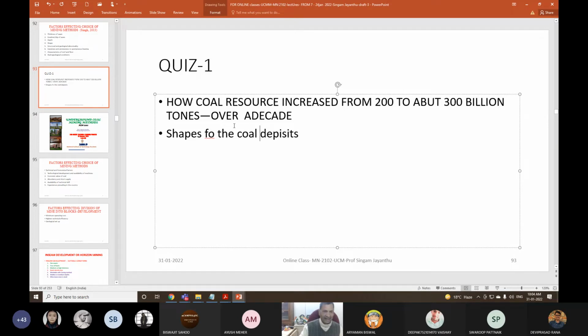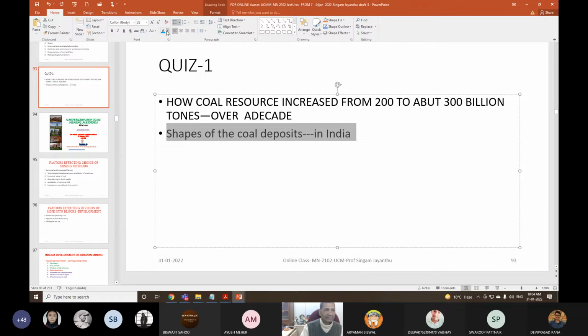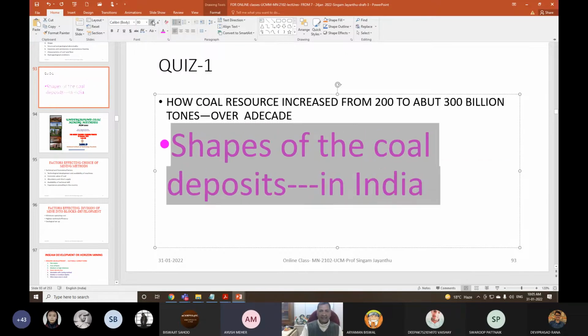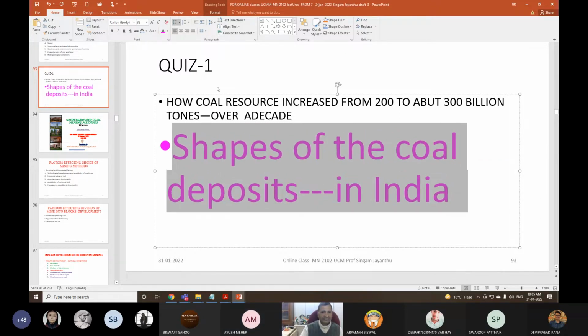What shapes are there? You have seen in India, geology and so many things. Deposits, especially in India. I'm not talking about the world. At least you should know about coal major formations in India. What is the shape of the deposits? Who wants to respond? Anybody? So, Mahesh, yes. Yes, please. Bedded deposit. Very good. Any other?